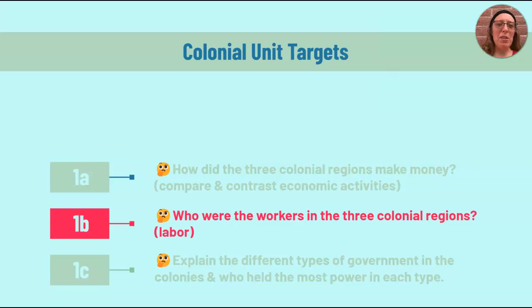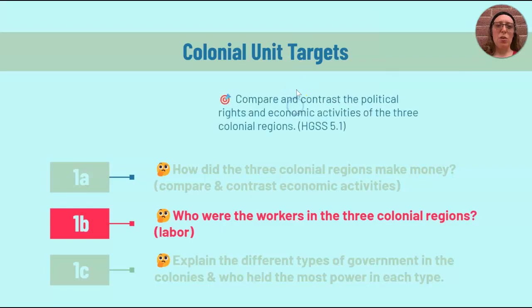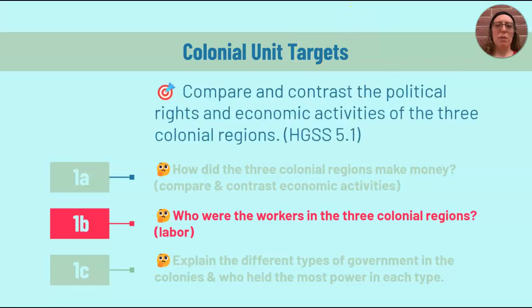By now you should be able to describe the three main types of labor in the American colonies. It is hard for us to imagine, but their society really didn't have very many people who were just looking to get a job. With this video, we're going to focus back on our unit target, which is to compare and contrast the political rights and economic activities of the three colonial regions. We'll spend a little time comparing the regions and the types of labor used in each region.